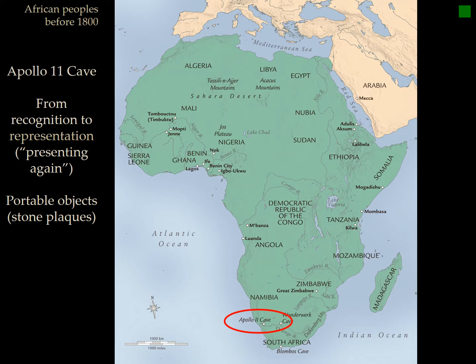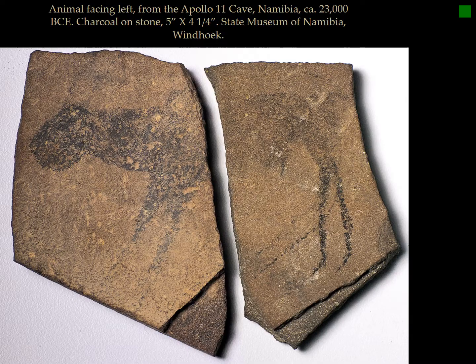Apollo 11 cave is going to give us the transition, as we understand it, from a recognition of objects in the natural world to representation, or presenting them again. Notably, the finds that we have in Blombos Cave do not attempt to transform the materials that humans are using to look like something else in the outside world, such as an animal or a human. The small portable objects that come along first at Apollo 11 cave are stone plaques.